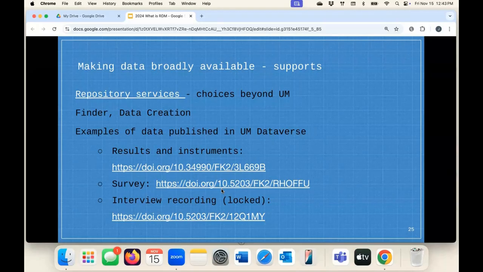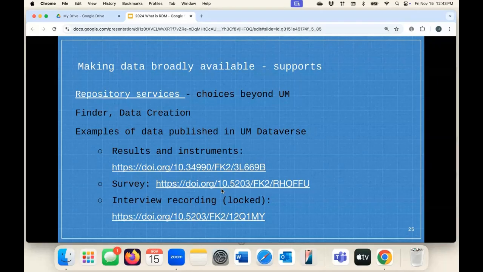And so if you're working in a field that has that, you probably want to be where your other people are, right? So you may want to take a peek at the repository services guide, just to get a sense of what the larger landscape is. You may want to come back to the Finder or the data creation guide.